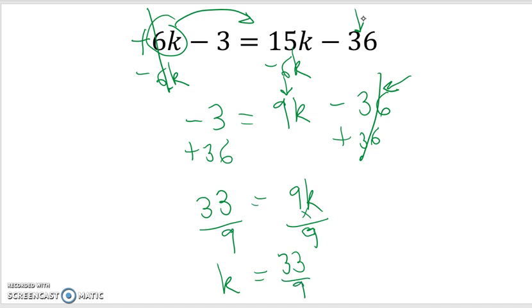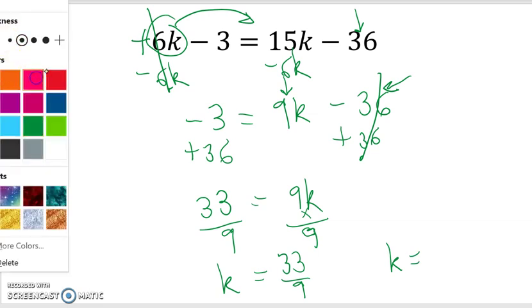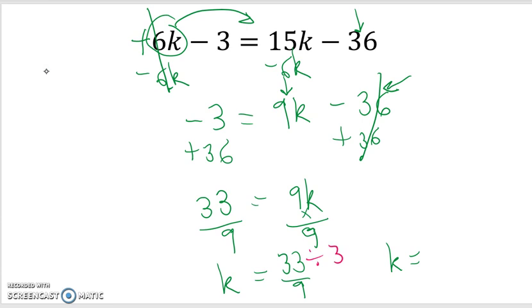Please be mindful of always reducing your answer. I've run out of room, so I'll have to write it here. But I would divide both the numerator and the denominator by 3, the highest common factor of 33 and 9. So it gives me 11 on 3.